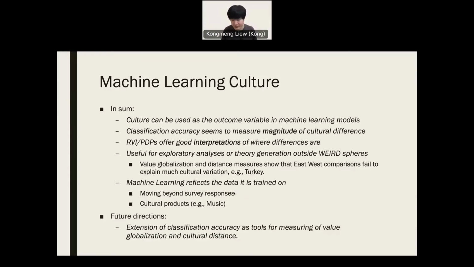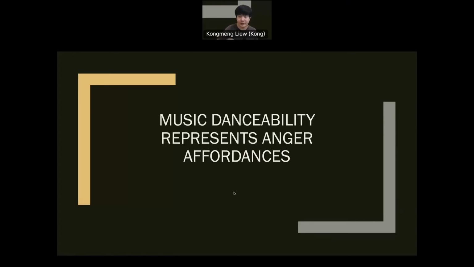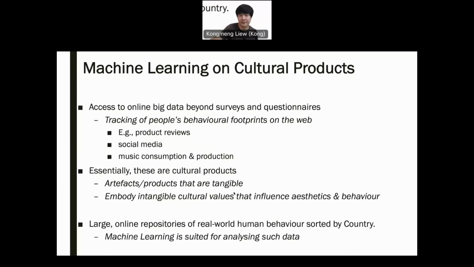And moving beyond machine learning on survey data, the next thing I want to introduce to you is how we can take advantage of the kinds of big data that exist on the internet, and try to feed back into our understanding of culture and cultural differences. For this, I'm going to be talking about the next part of research where I look at Spotify data to understand how danceability, a musical feature on Spotify that reflects rhythmic arousal, can actually be used to represent anger or high-arousal negative emotion affordances by culture.